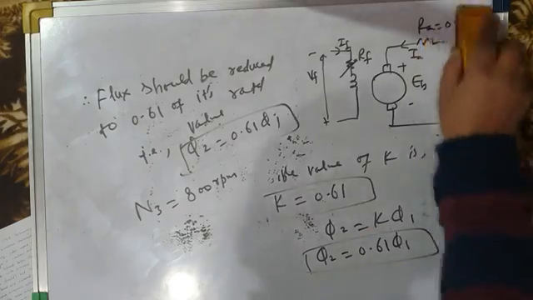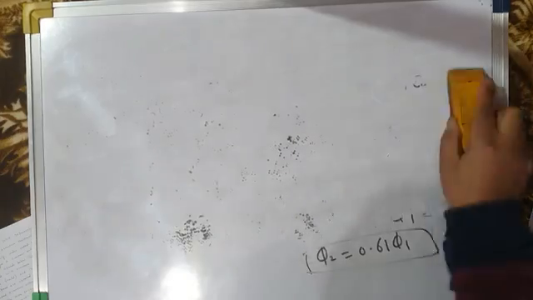I hope this numerical problem makes things very clear. Whatever we learned in the previous class about speed control of separately excited DC motor, this numerical problem will help you in understanding those concepts. And in today's lecture, we developed the torque speed characteristics of a DC series motor, identified its application, and also discussed speed control techniques of DC series motor. So that's all in today's lecture. Thank you.